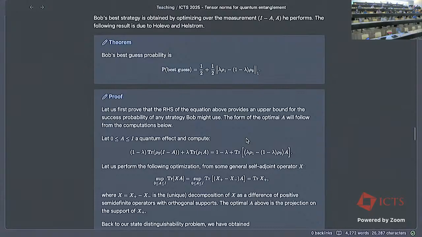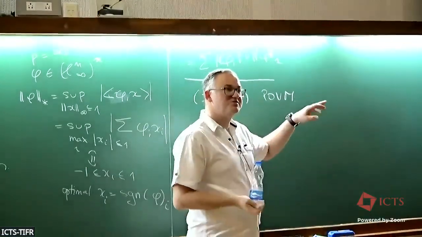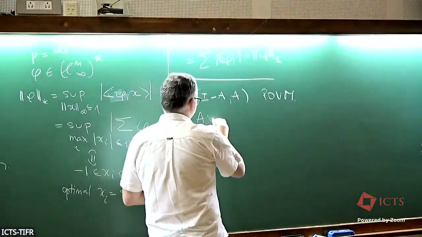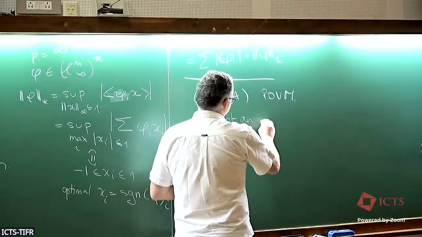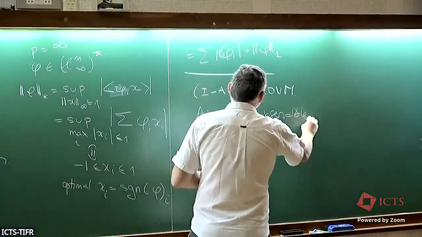So maybe I made a bad choice of notation. Here, identity minus A, and A is a POVM. So it's a positive operator valued measure. It's a generalization of quantum measurements. A is not an observable. So what does this mean?